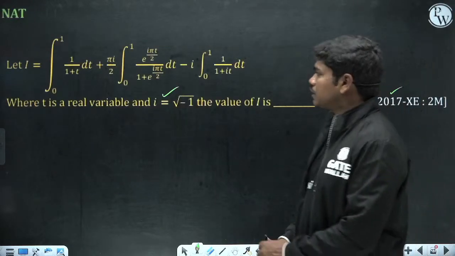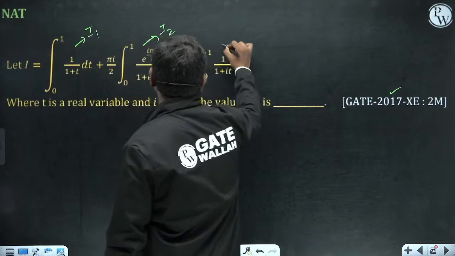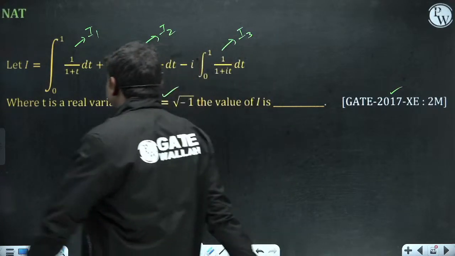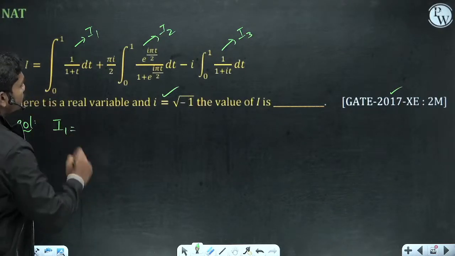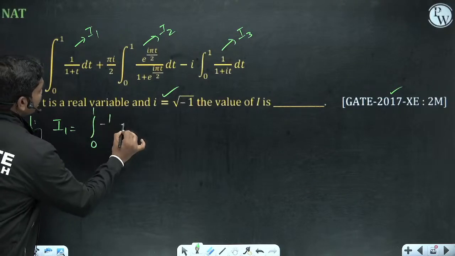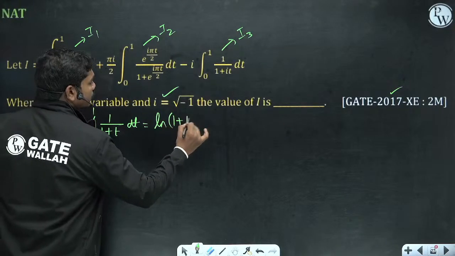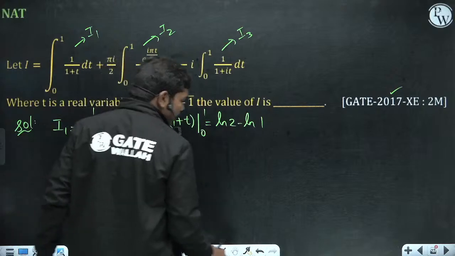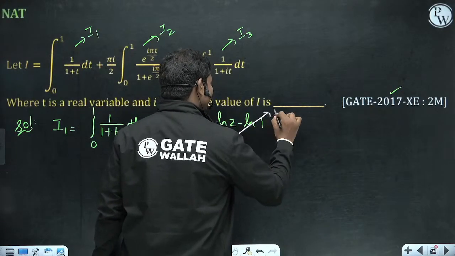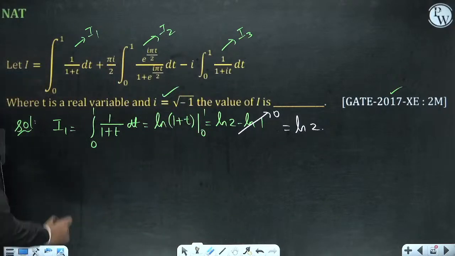Now if you see this, first of all, if I split this into I1, I2 and I3, let us see. First of all, I1 needs to be calculated. I1 is equal to the integral from 0 to 1 of 1 by 1 plus t dt. So its value is ln of 1 plus t within the limits 0 to 1. So ln 2 minus ln 1. ln 1 is 0, and this is ln 2. Now this is the value of the integral straight away.